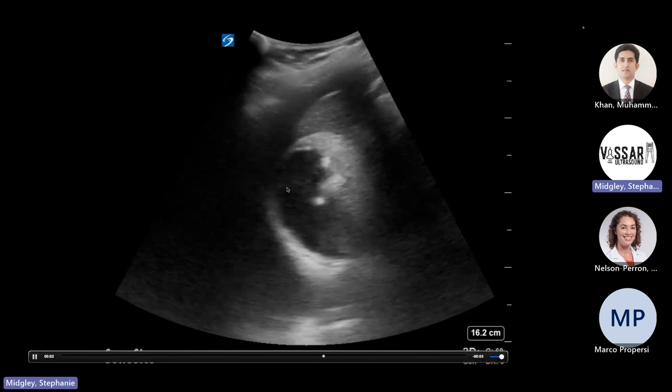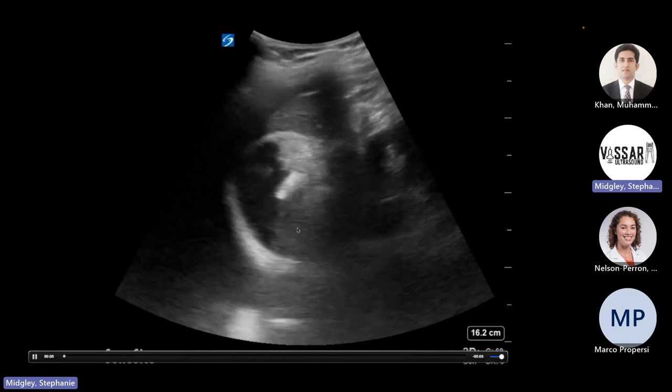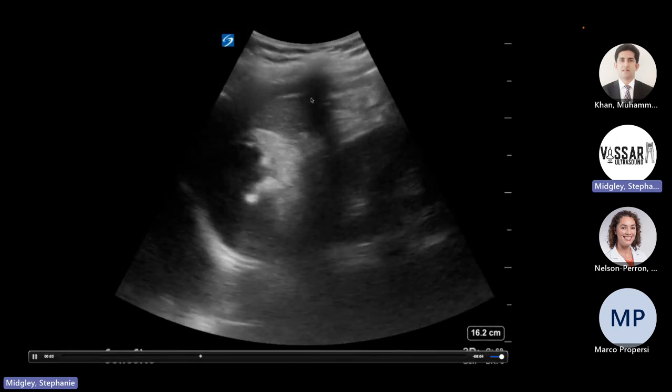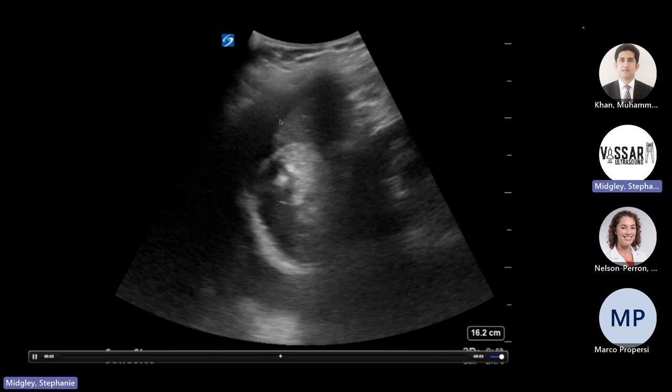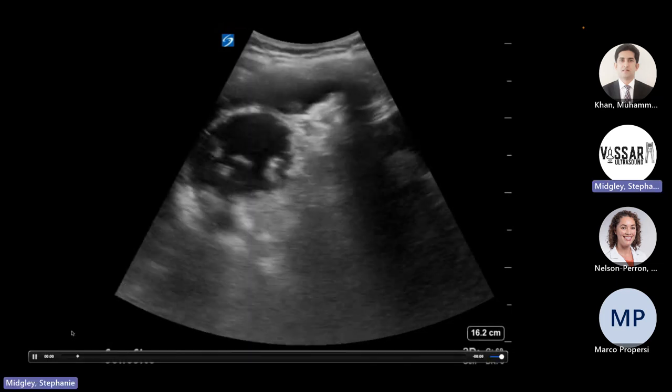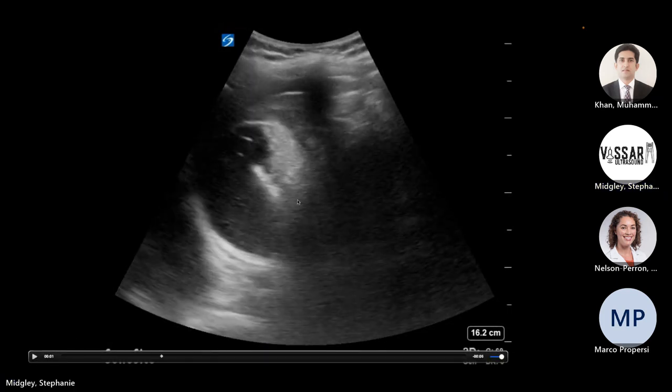I see the little bright white speckles in there. So this is stomach. There is, however, free fluid here. And if you look up here, kind of right here, there's a little bit of free fluid.